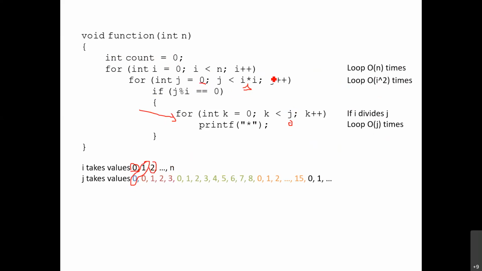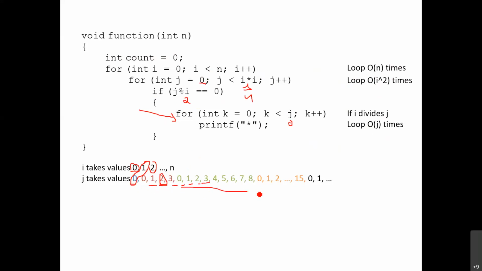When i is 2, you're going to go till 4. When is j divisible by 2? Since i is 2, well, only when it's 2, right? These are the values that j is going to take. But for what values does it actually divide i? Well, for the 0, the 2.